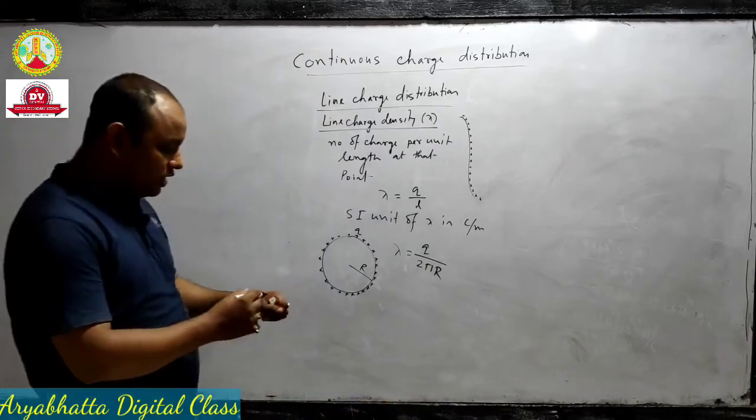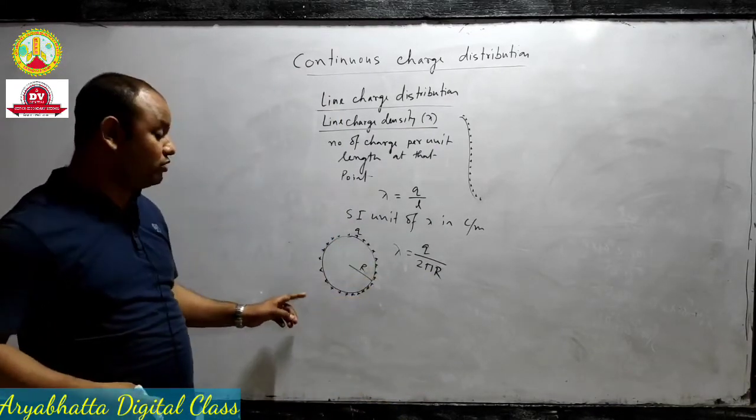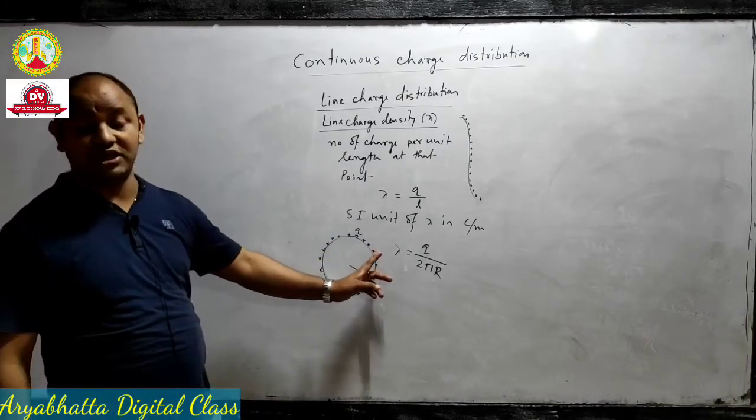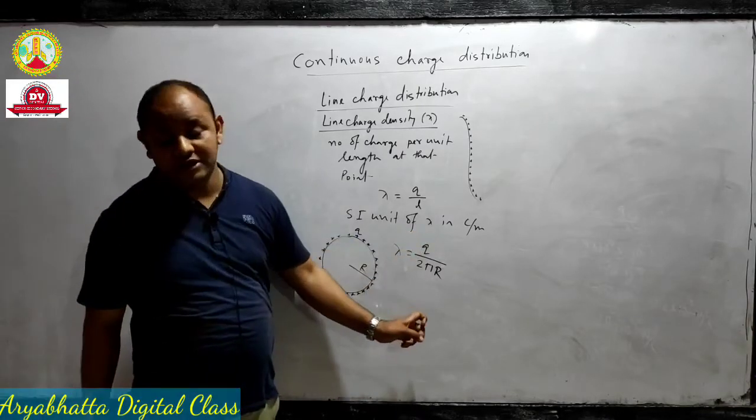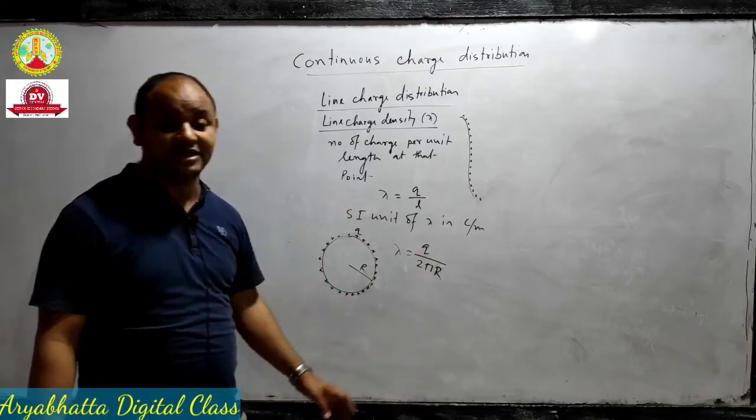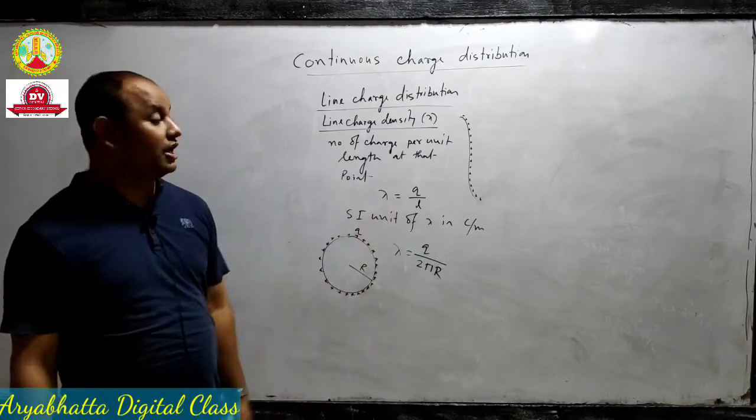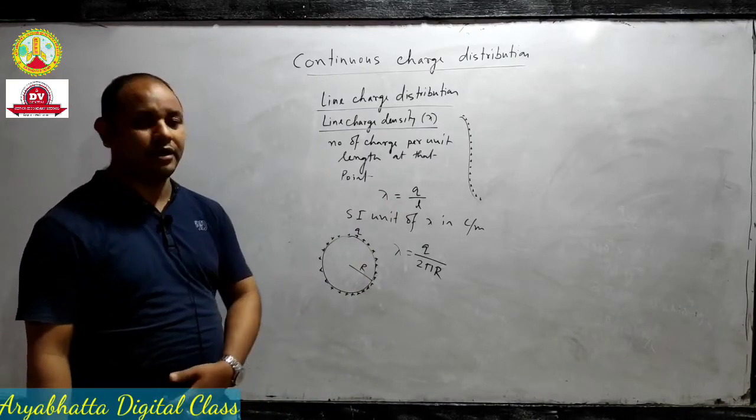If Q charges are uniformly distributed over the ring of radius R, then the line charge density of the ring will be Q divided by the circumference. Q means the total charge of the ring and 2 pi R is the circumference of the ring. What is the SI unit of this line charge density? The SI unit is coulomb per meter.